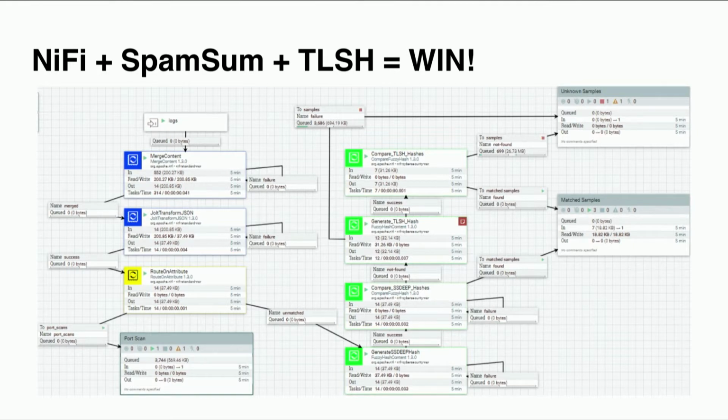For matched samples, it was if the similarity score is above, I think 0.8 is what we set. And in not found, it's below 0.8. So anything where the generated hash was more than 80% similar to a known hash was sent to matched samples. Anything where it was less than that was sent to not found. As far as the actual comparison, it's just a lexicographical comparison of two strings.